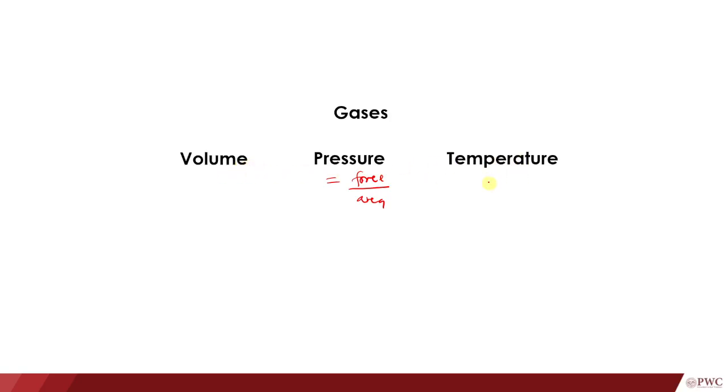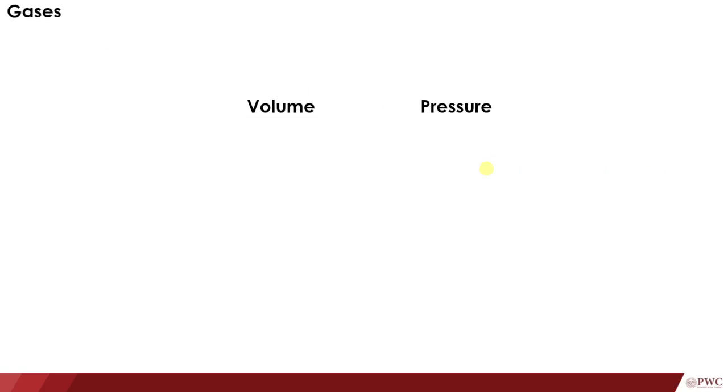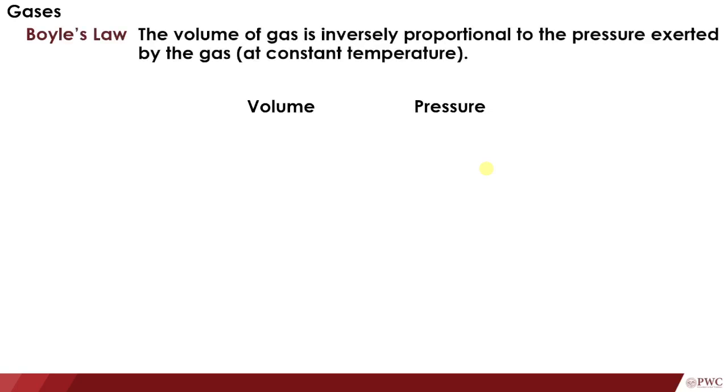Now, these properties are related to each other, and this will be described by the different gas laws. Let's start with the relationship between volume and pressure. According to Boyle's law, the volume of gas is inversely proportional to the pressure exerted by the gas, that is at constant temperature. Again, here, these two properties, volume and pressure, are inversely proportional to each other.